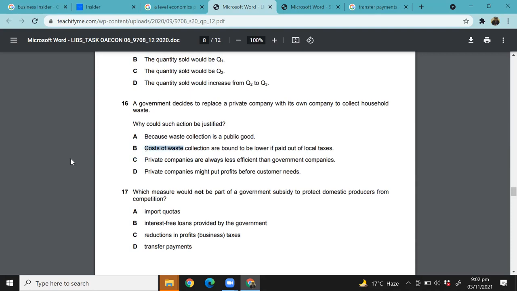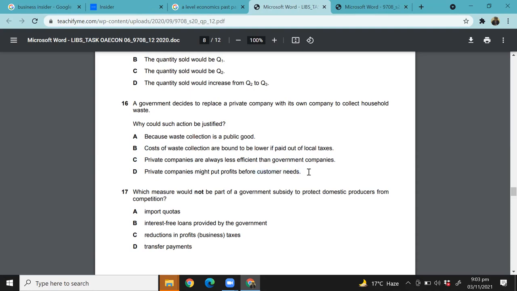If a private firm is collecting trash, the cost will be higher. If a public company is collecting trash, the cost will be lower. That is what it basically means. Option B. Then option C says that private companies are less efficient. They don't work as efficiently as the government does. And D says that private companies prioritize profit collection more than the customer needs.